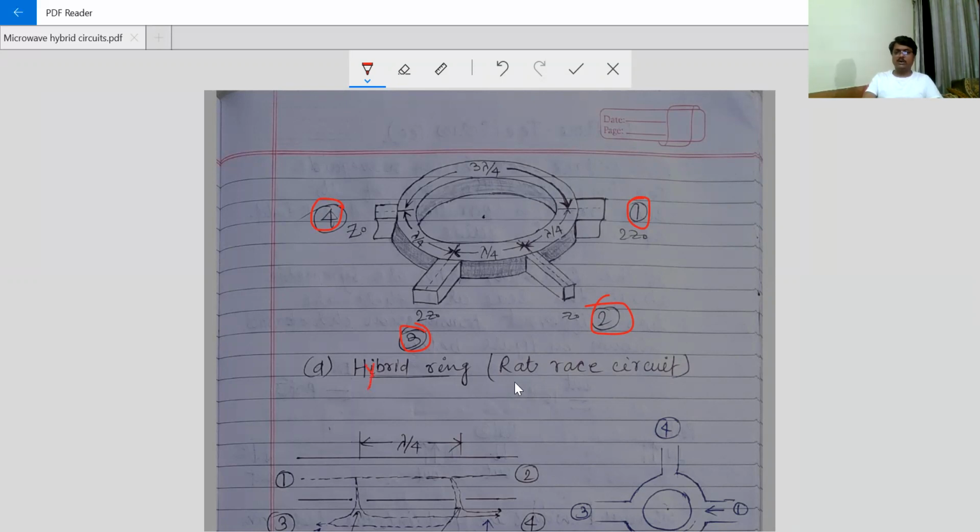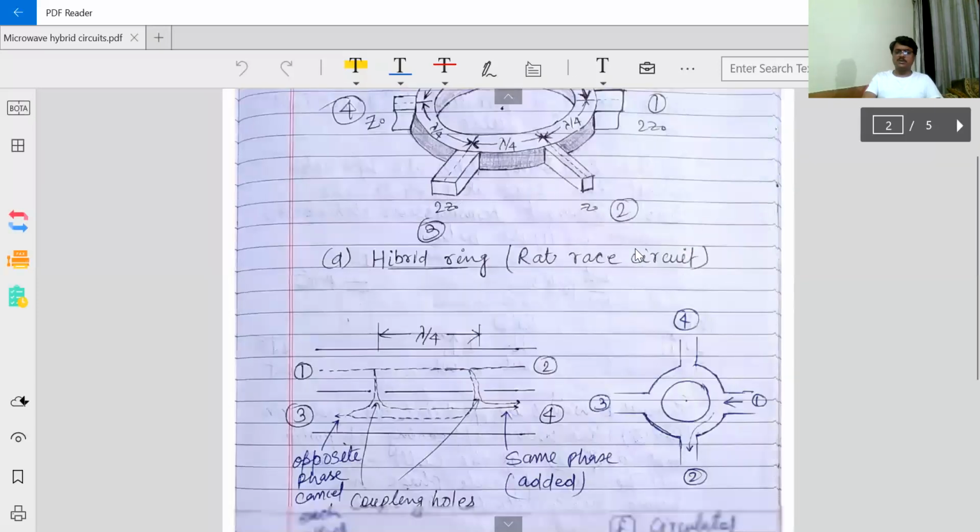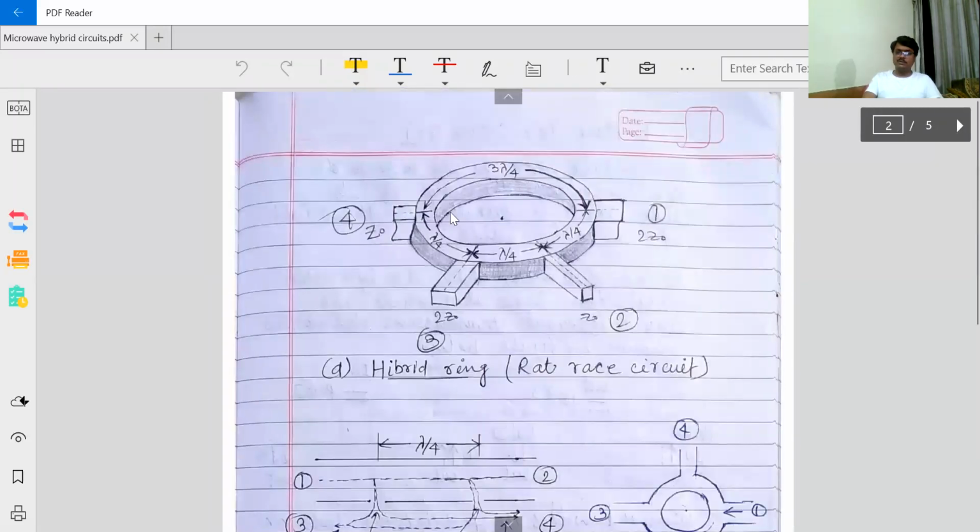This is nothing but hybrid ring. Okay, and it is also known as rat race circuit. We will see it in detail in the subsequent lectures. So it is again a micro hybrid circuit because this is waveguide, this is waveguide, this is waveguide, this is the waveguide, and this is bent waveguide. This is the combination of different waveguides connected in some way. So this is the reason why it is known as micro hybrid.